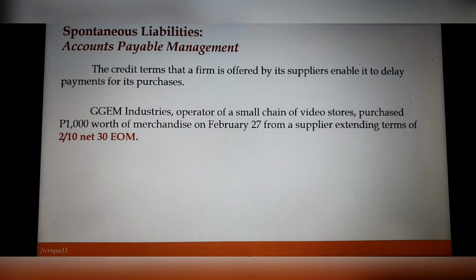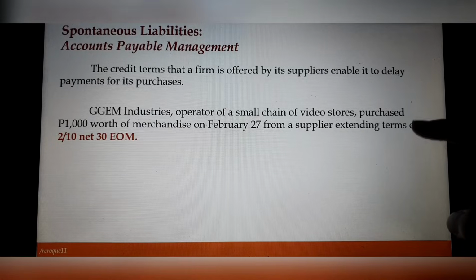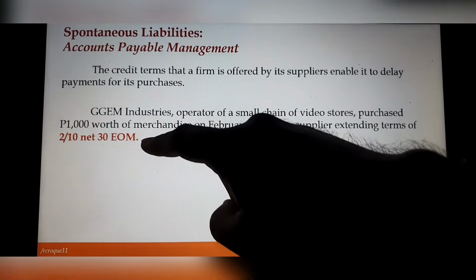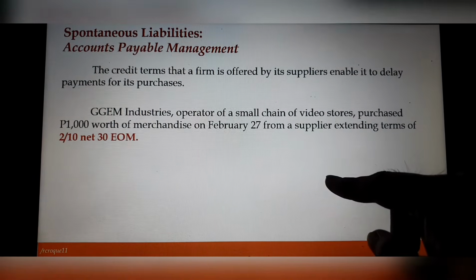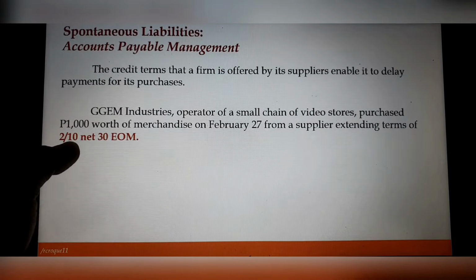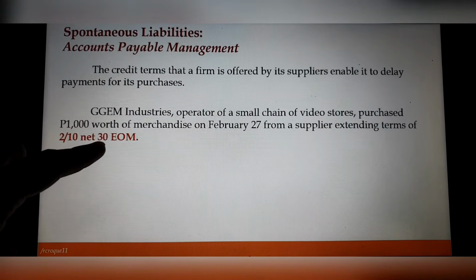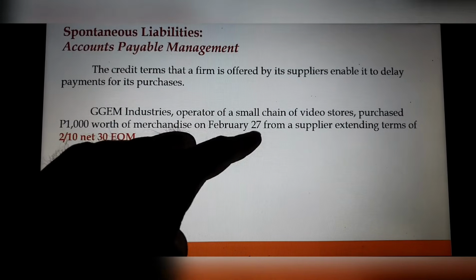So, just an example. So, we have Gem Industries, the operator of a small chain of video stores, purchased 1,000 worth of merchandise on Feb 27. At ang terms ay 2/10 net 30 EOM. Okay. So, 2/10 and 30 ang nakalagay dito. Meaning, if we pay within 10 days, we have the discount of 2%. But we can pay up to 30 days. Pero the count of our credit period would start at the end of the month pa, hindi at Feb 27.